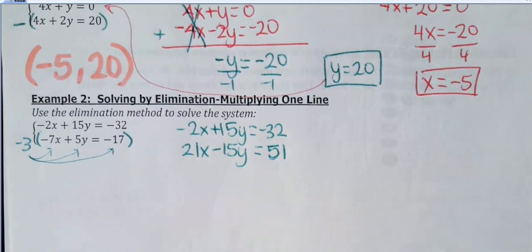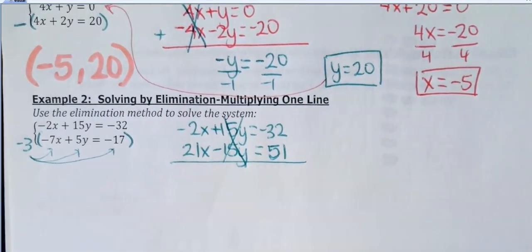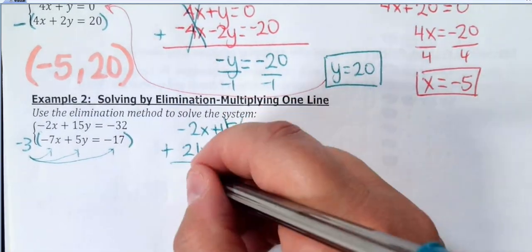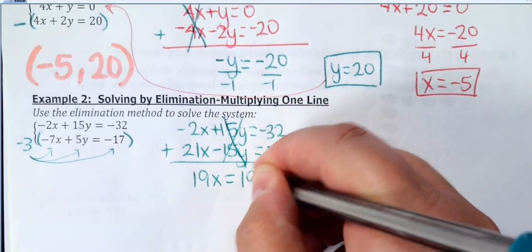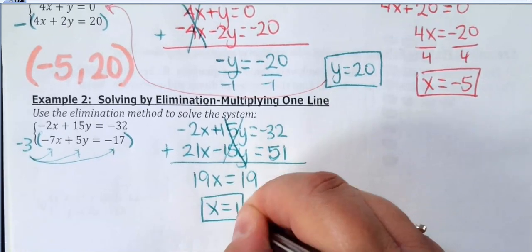Once you're there, we're doing what we set out to do, get rid of one of the variables, y here. So when I add the bottom line to the top line, cross those out. Negative 2 and 21 will give you 19 x's. Negative 32 and 51 gives you 19. And so x is just going to end up being 1 there.